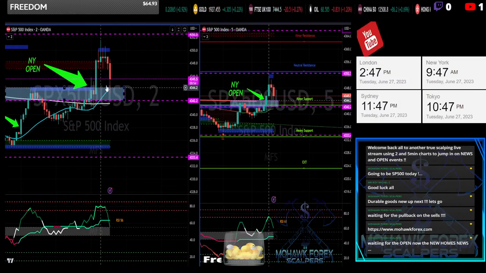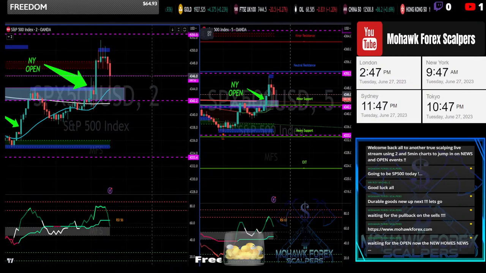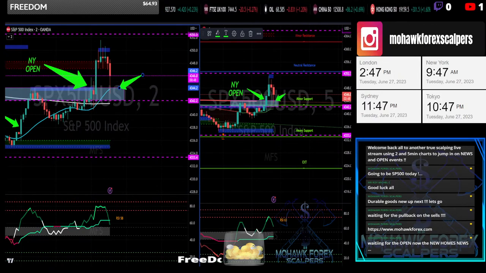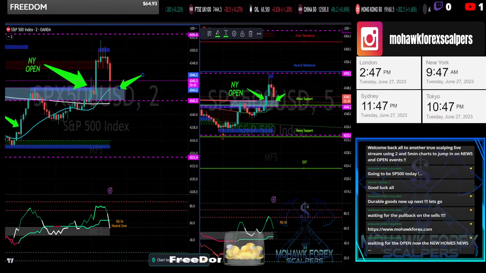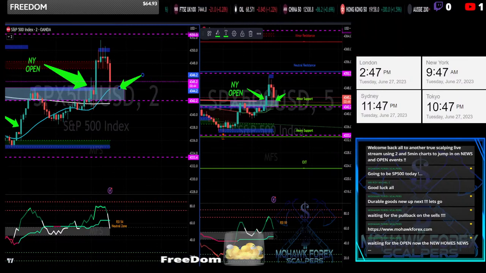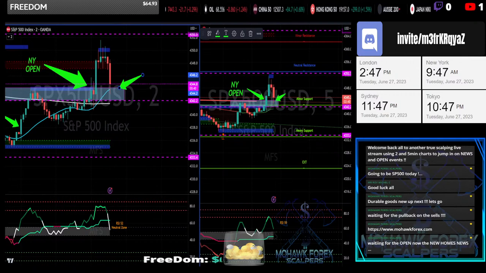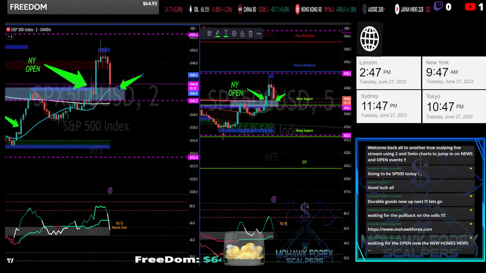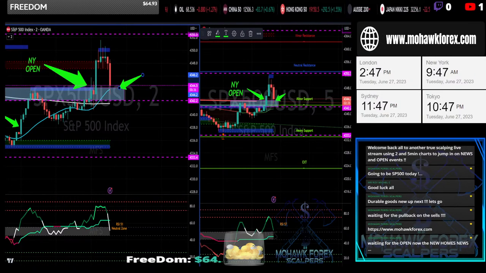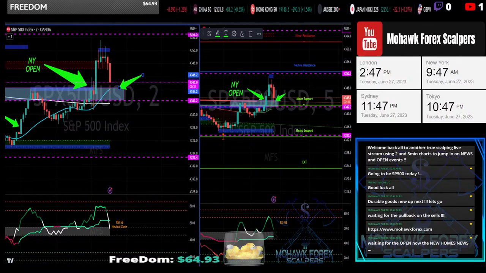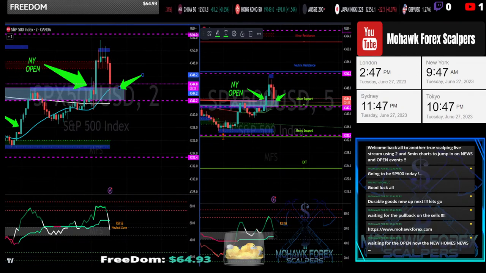And look at that, price is all the way back to where it started. And now we can get ready to trade the news. We've closed all our positions. So price reverses all the way back to the open.